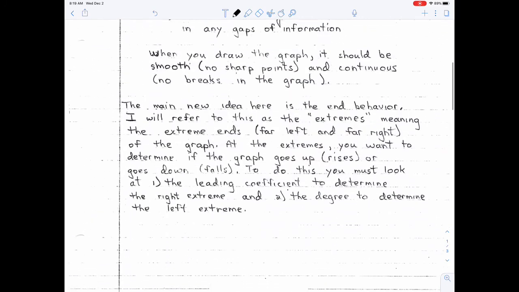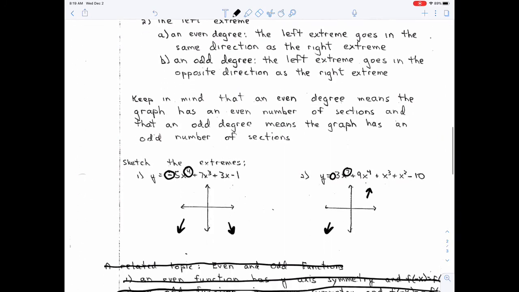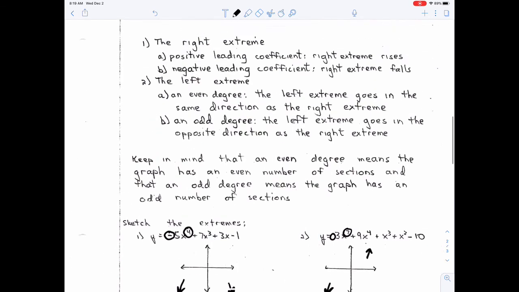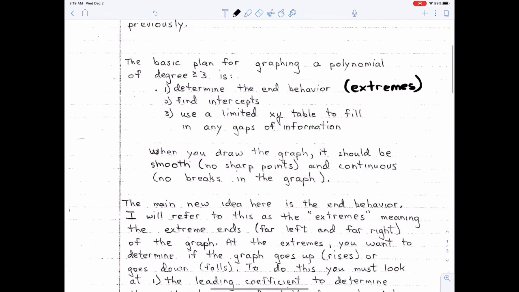Now I'm going to have you go through a lot more stuff to help you, but that's the main idea. End behavior, whether the ends go up or down, find the intercepts. And then normally, if we wanted to make a good graph, you'd make a limited XY table to fill in gaps in information. But we're not going to worry about that this year.